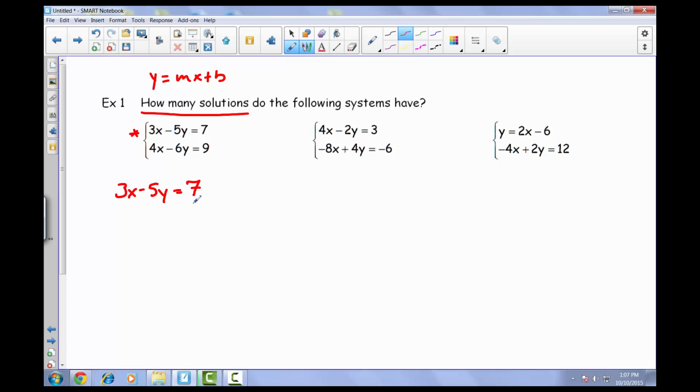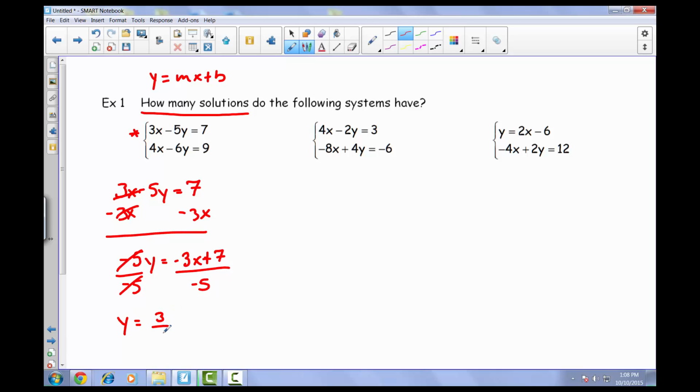Solving for y, we would subtract 3x from both sides. We end up with negative 5y is equal to negative 3x plus 7. Dividing both sides by this negative 5, here they cancel out. So then we have y is equal to 3/5 x minus 7/5, because positive divided by negative gives that negative. So there is our red top equation in terms of y equals mx plus b.